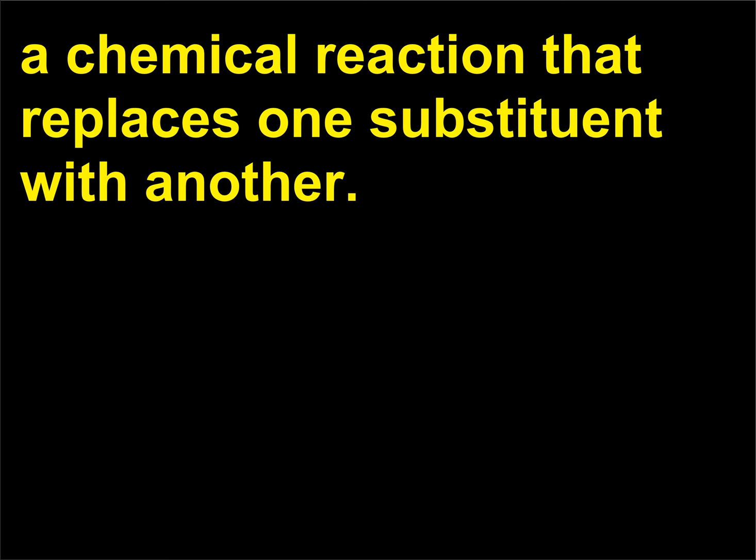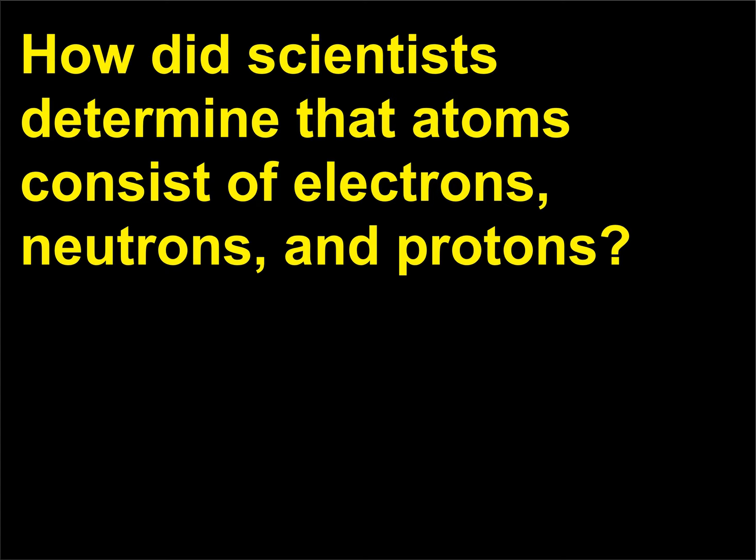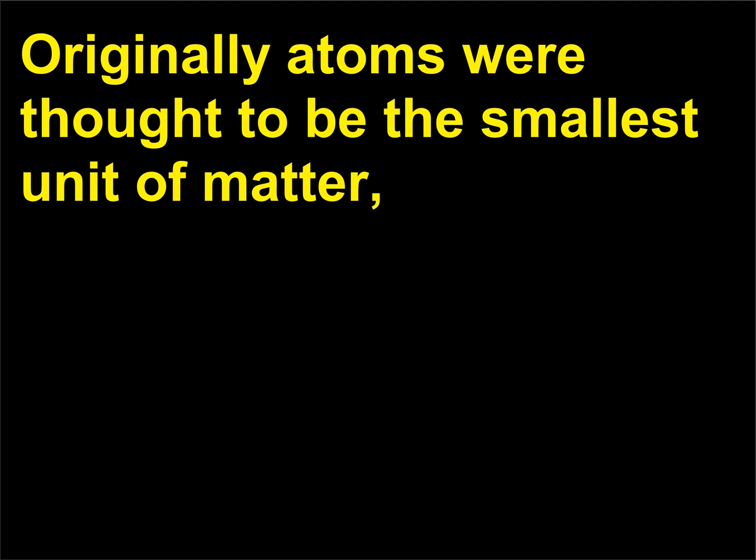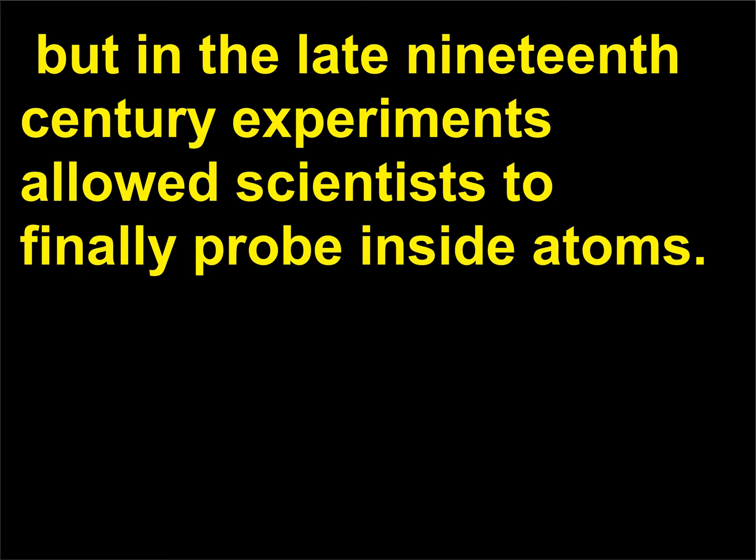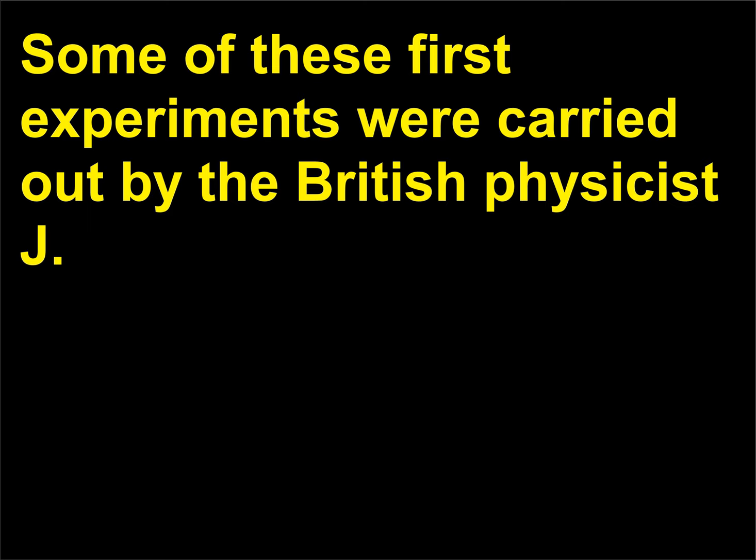How did scientists determine that atoms consist of electrons, neutrons, and protons? Originally, atoms were thought to be the smallest unit of matter. But in the late 19th century, experiments allowed scientists to finally probe inside atoms. Some of these first experiments were carried out by the British physicist J.J. Thomson, who discovered the electron.